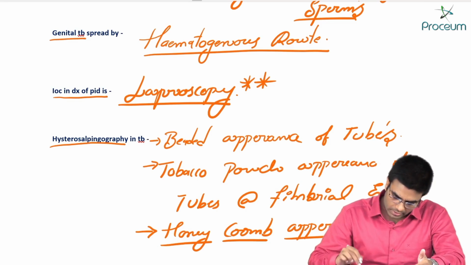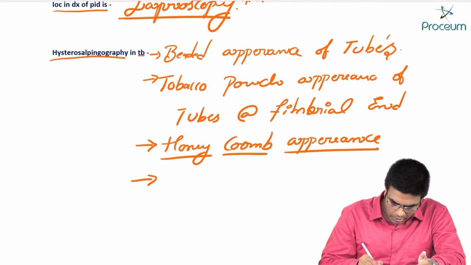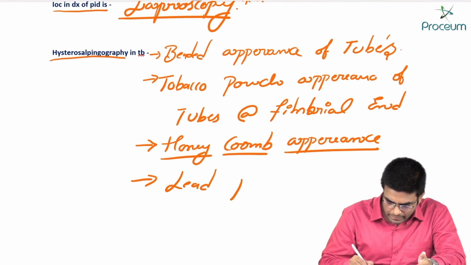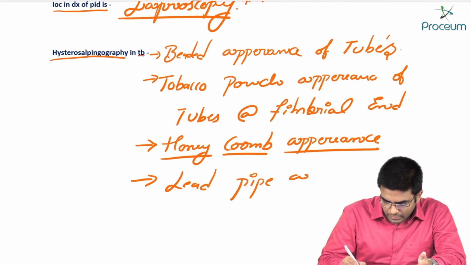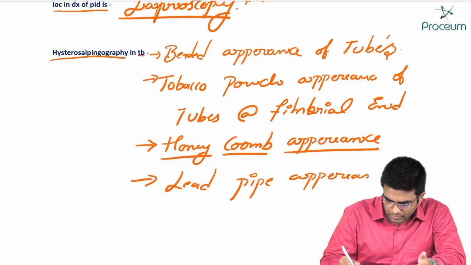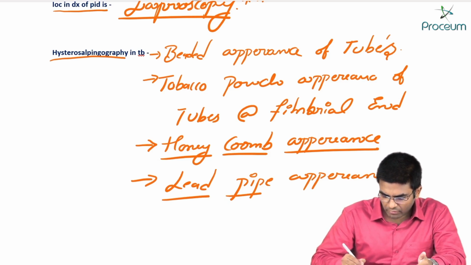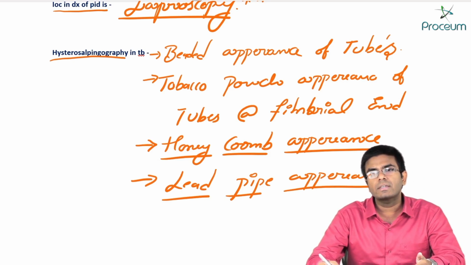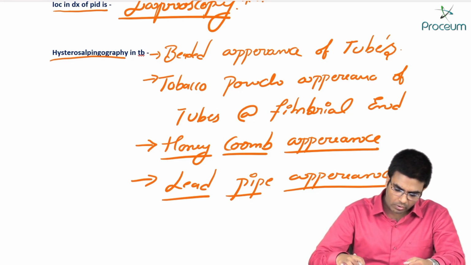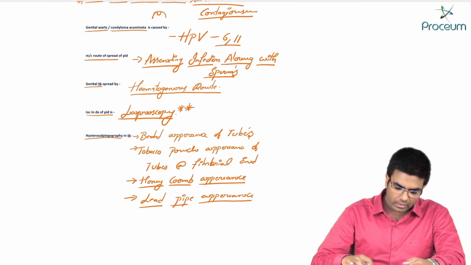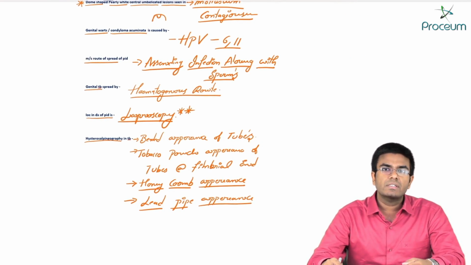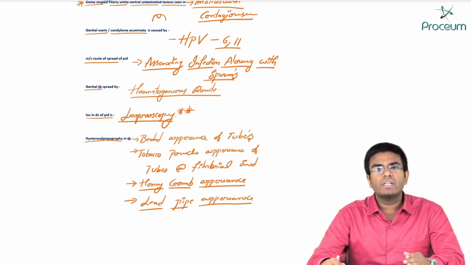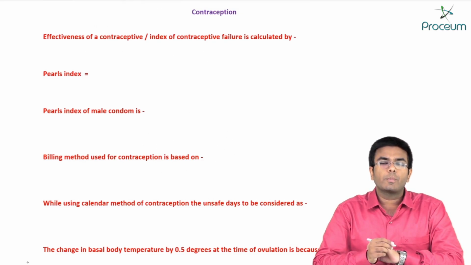So this honeycomb appearance upon doing hysterosalpingography is due to Asherman syndrome seen as a part of pelvic inflammatory disease. Okay. Now, after that, we can also see lead pipe appearance of fallopian tubes. Lead pipe appearance in patho point of view, where do we see? Lead pipe appearance is seen in ulcerative colitis on radiology. Okay. Now, we have seen all the important points in the genital infections. Now, let's continue with the topic of contraception.